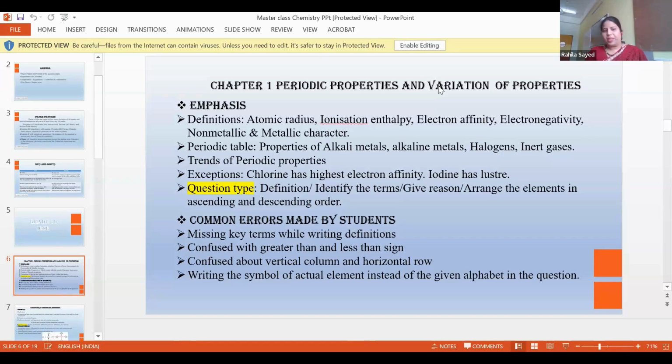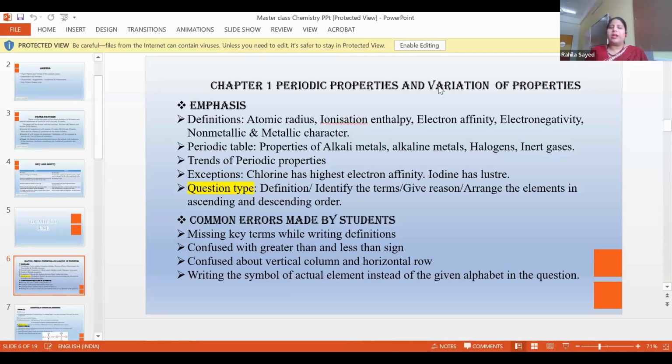Now, in the periodic table for your grade 10, you need to know the elements present in group 1, group 2, group 17, and group 18, that is the zero group. So you have to learn all the properties about alkali metals, that are present in group 1, alkaline earth metals present in group 2, halogens in group 17, and inert gases, zero group or 18.